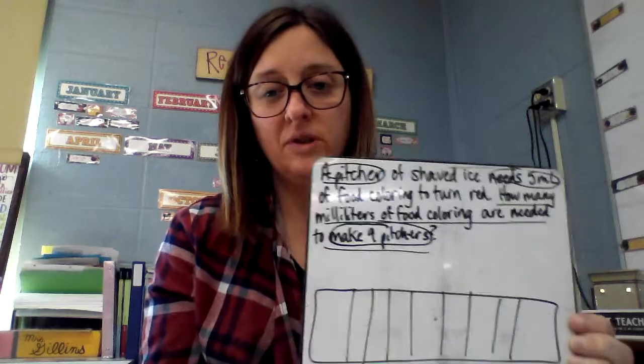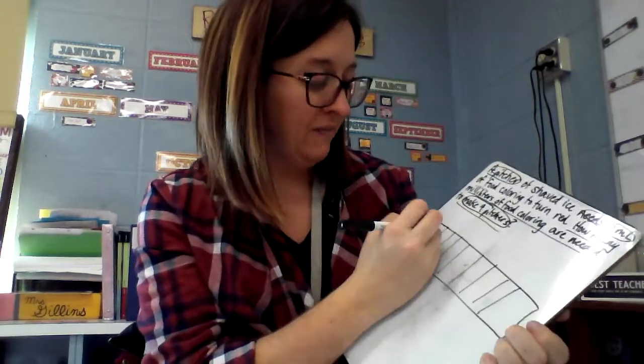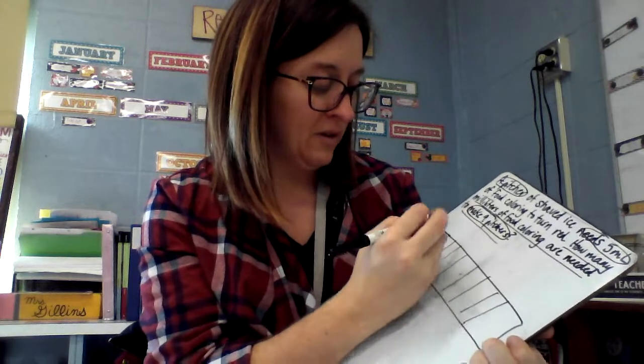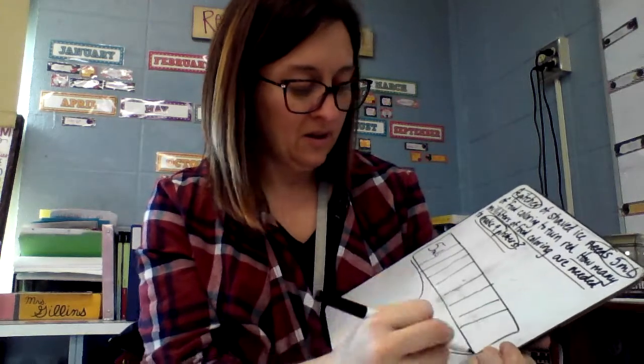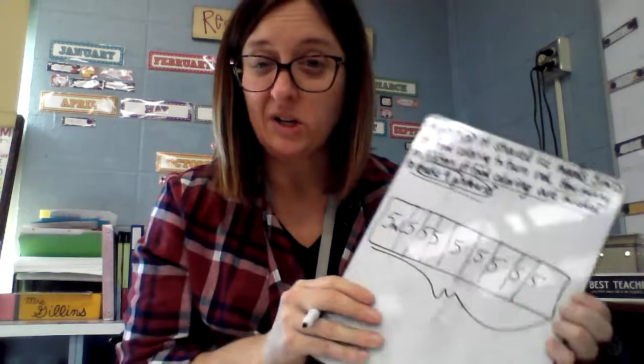So I drew a tape diagram with 9 spots in it, and I know that each one of these spots is going to need 5 ml. Okay? So I'm going to model this 2 ways. I'm going to model it with the drawing, with the tape diagram, and then I'm going to write an equation.